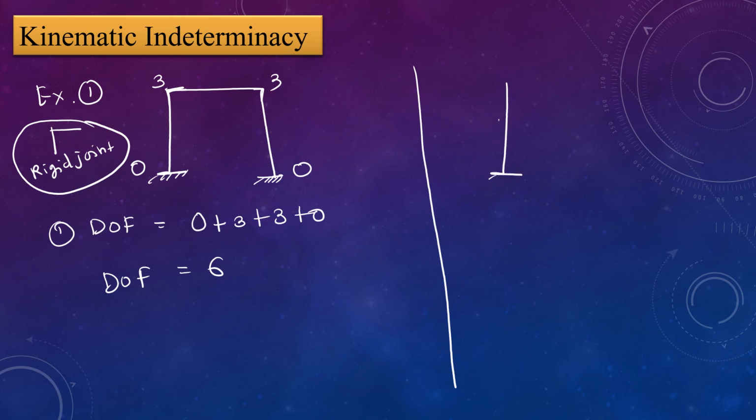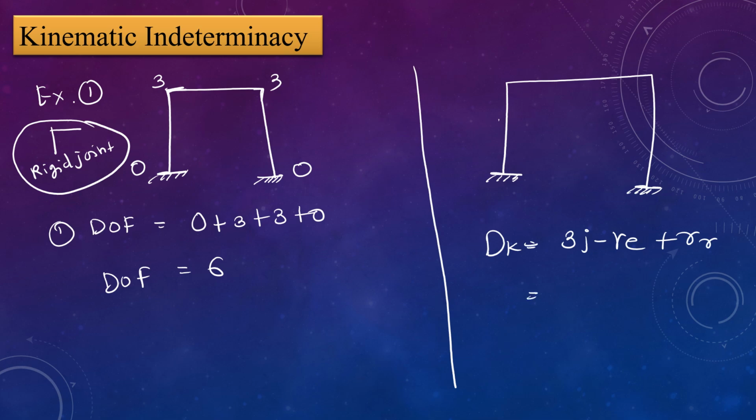We'll solve it again with the help of the formula. So this is the frame, and the formula is Dk equals 3J minus Re plus Rr. Then 3J: joints. This is the first joint, this is the second joint, this is the third joint, and this is the fourth joint. So 3 into 4.